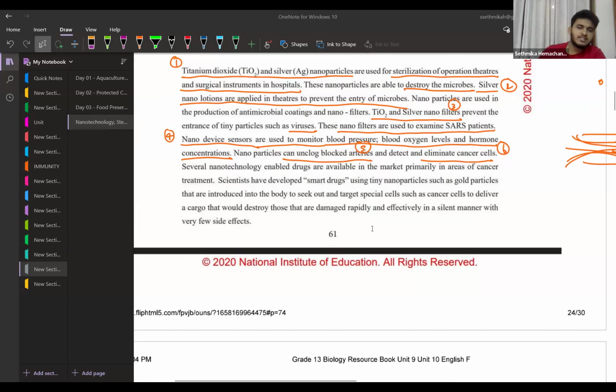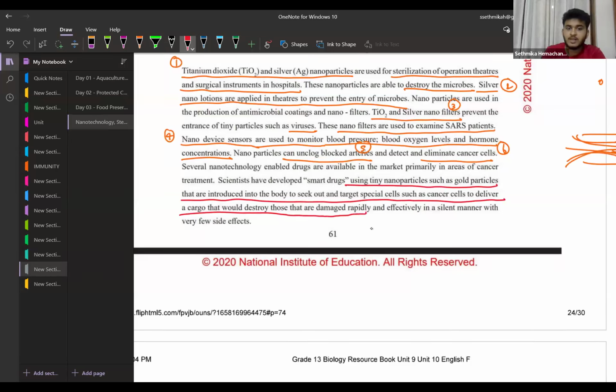Right. Several nanotechnology-enabled drugs are available in the market, primarily in areas of cancer treatment. Scientists have developed smart drugs using tiny nanoparticles such as gold particles that can be introduced into the body to seek out and target special cells such as cancer cells, to deliver a cargo that would rapidly destroy those that are damaged, and effectively in a silent manner with very few side effects, right? So basically, this is how nanotechnology is used to eliminate cancers. You can program these nanoparticles and give them a certain cargo.